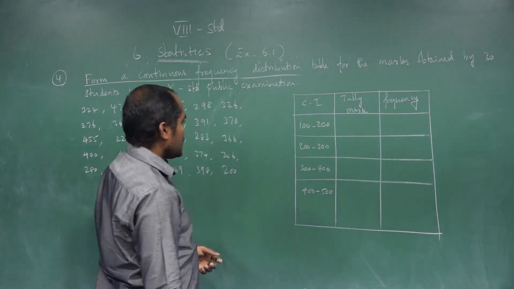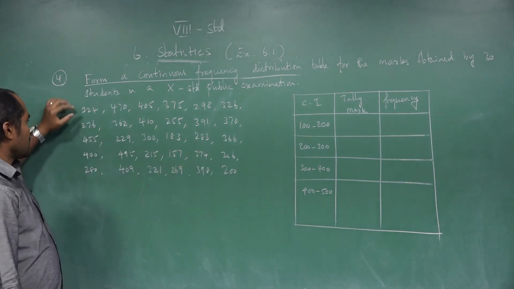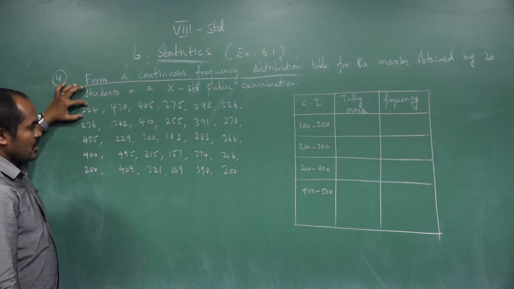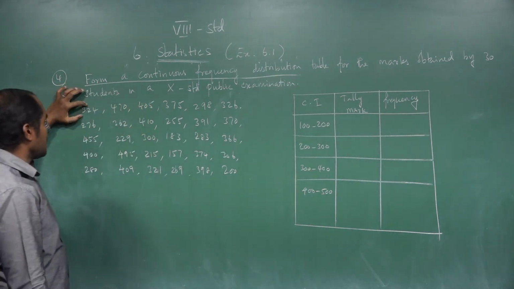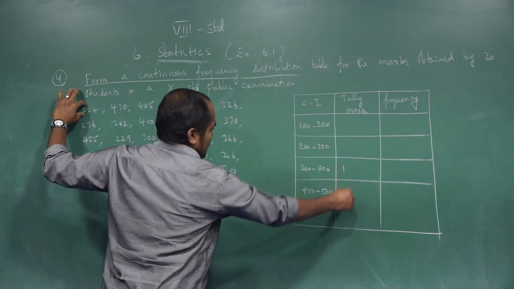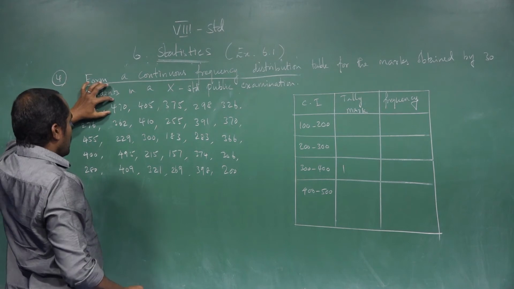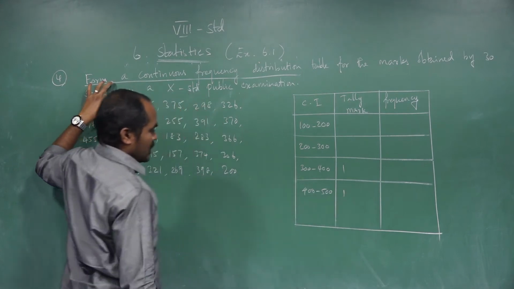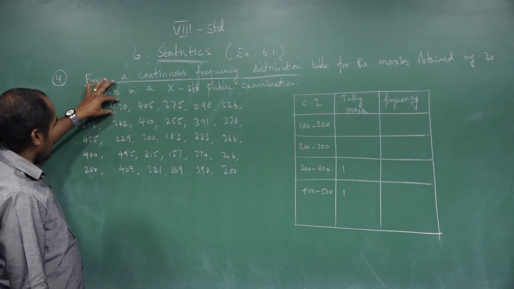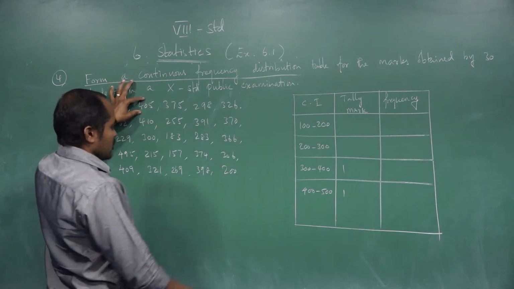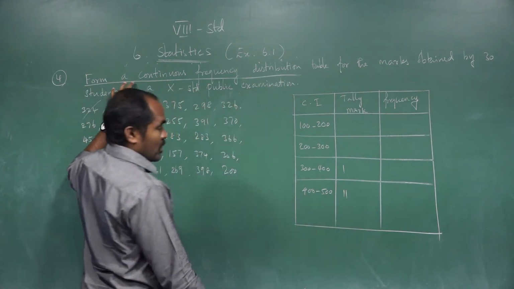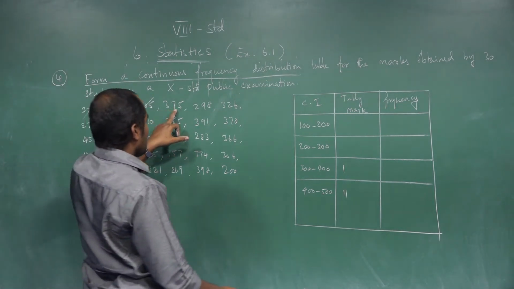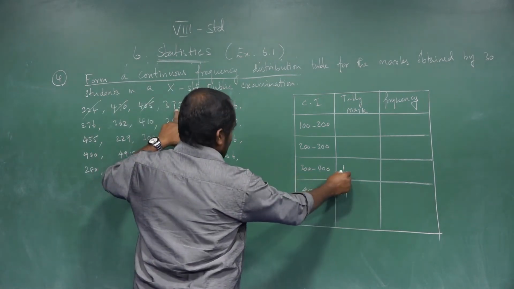So how many students are between 100 and 200, right? So 324. 324 is between what? 300 to 400, right? So right here one line. Next 470. 470 is between 400 to 500. So like here one line. 405 also lies between 400 and 500. Like one more line here. Right? 3 data are completed. 375 lies between 300 to 400. So right here one line.